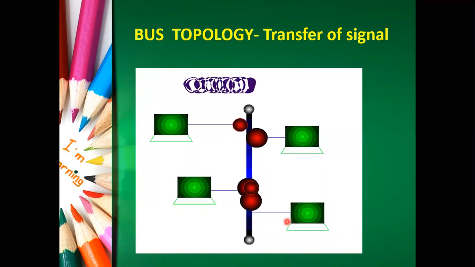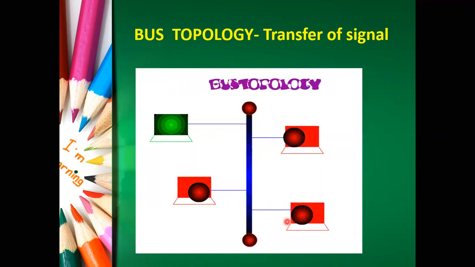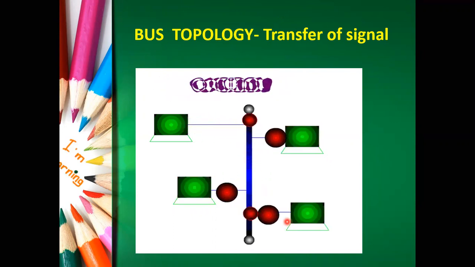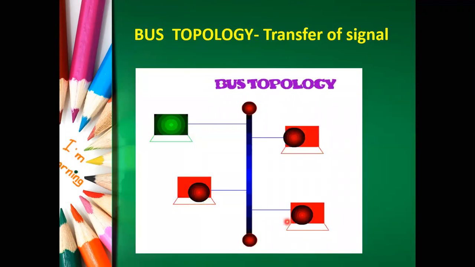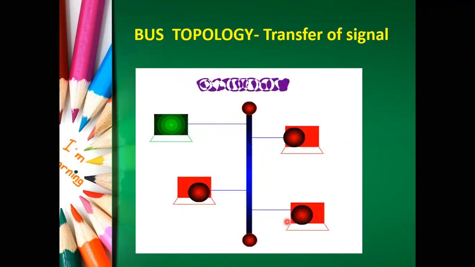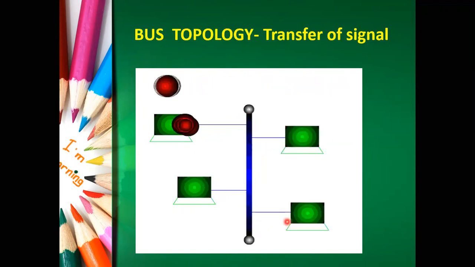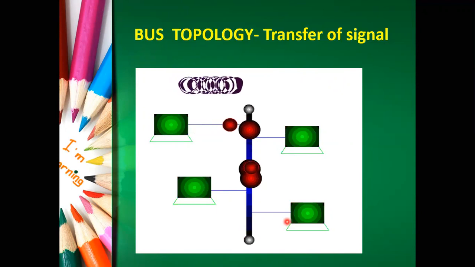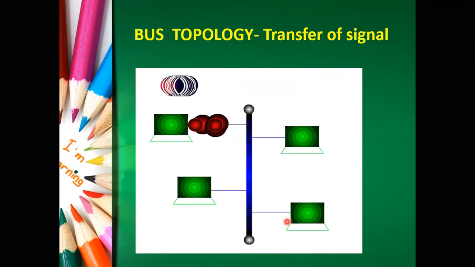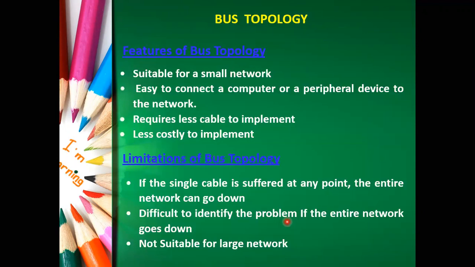This is another way of transfer of signal in bus topology. The data will be received by all the computers which are connected, but it will not be accepted by all the computers. Only the specific destination, the specific computer for which the data is transferred, will accept the data.